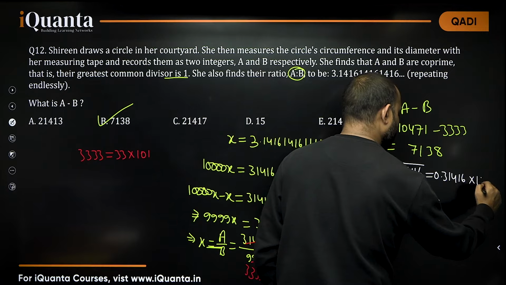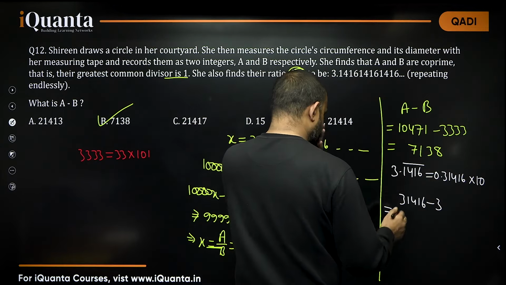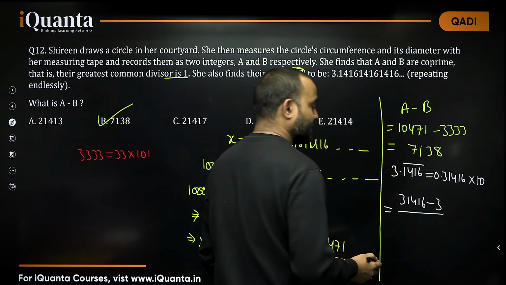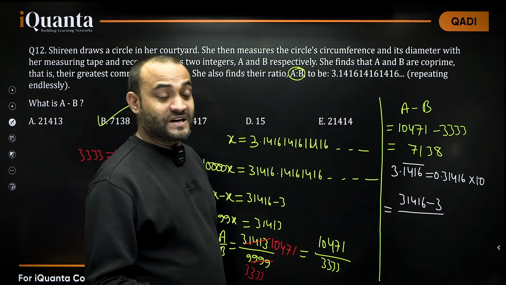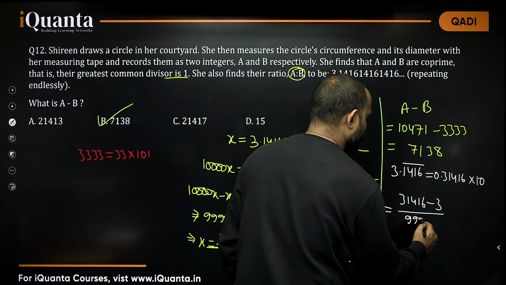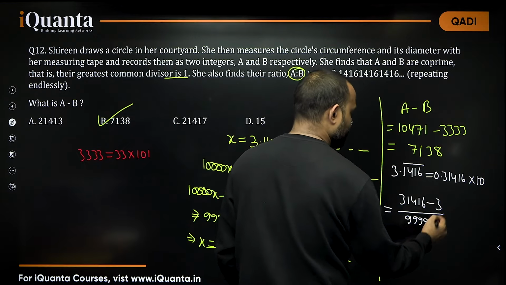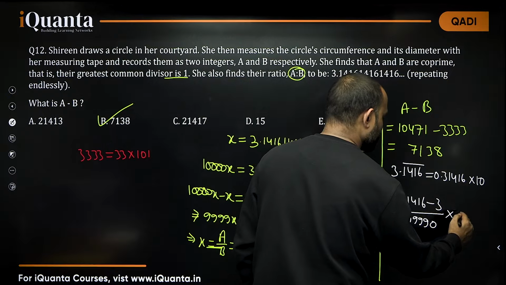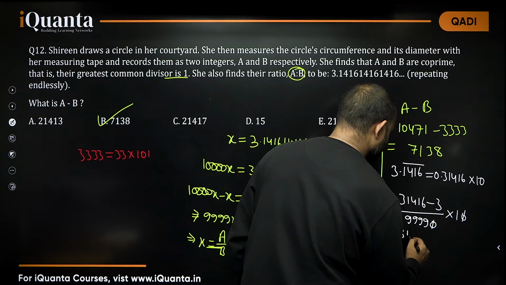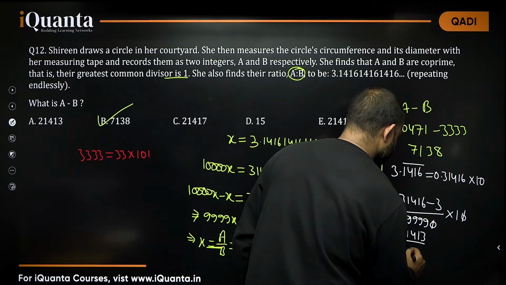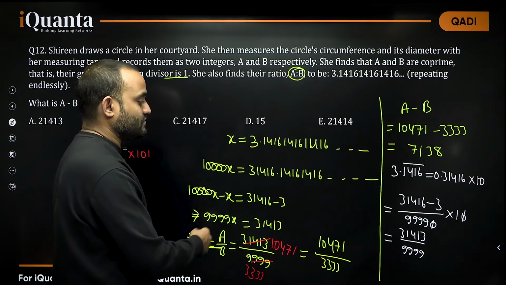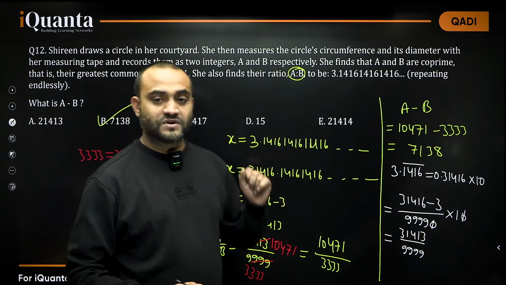0.31416 into 10. Okay, so I'm converting this one first, 31416 minus 3, and then in the denominator write as many 9s as the digits that are repeating. So 4 digits are repeating, 4 9s, one digit is not repeating, so 1 zero, and then this 10 will come here. So we can directly get this result, 31413 over 9999, which is the same result as we got after solving this equation, right? And then we can simplify it and get the answer.